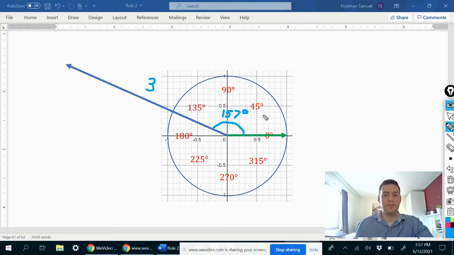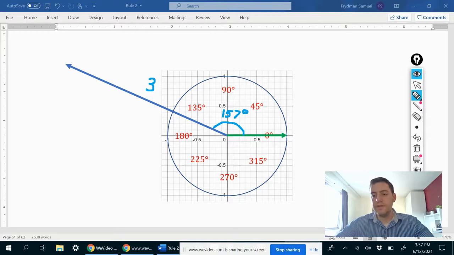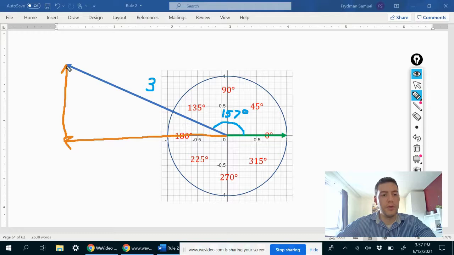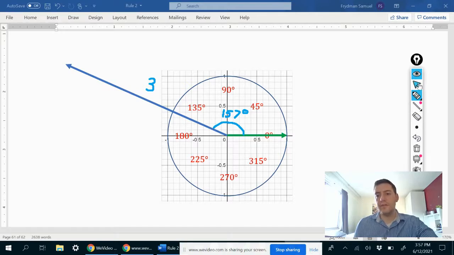157 degrees. Now, our goal is going to be to figure out the components of this vector. So what is the horizontal component of the vector and what is the vertical component of the vector? I didn't draw those very well, but you get the idea. Now to do that, we're going to start off by focusing our attention on this vector over here.